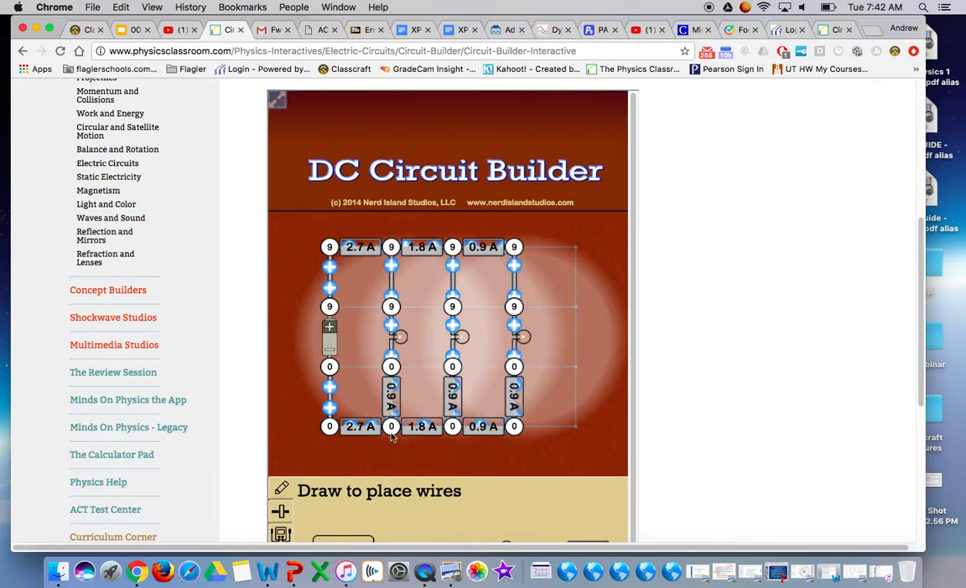Some of it splits, 0.9 goes this way. Some of it splits, 1.8 goes here, 0.9 down this track, and back to 1.8, back to 2.7, and back to the battery, and then split again. So we have 1, 2, 3 loops.